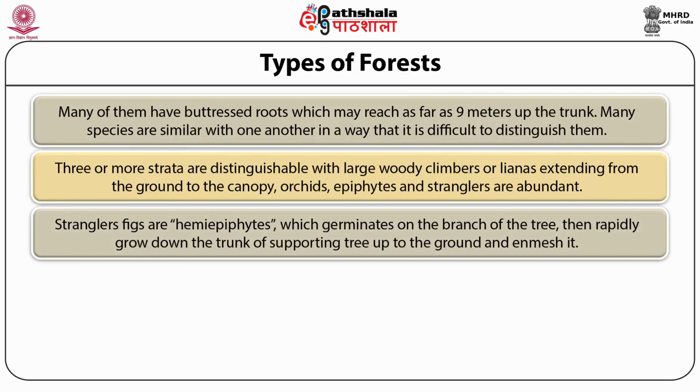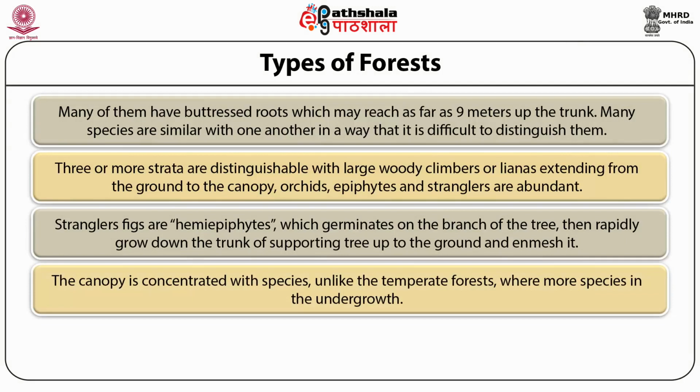Strangler figs are hemi-epiphytes which germinate on the branch of a tree, then rapidly grow down the trunk of the supporting tree up to the ground and enmesh it. As the strangler fig roots thicken, they weaken the secondary growth of the supporting tree, which is eventually strangled and killed. The canopy is concentrated with species, unlike the temperate forests, where there are more species in the undergrowth.